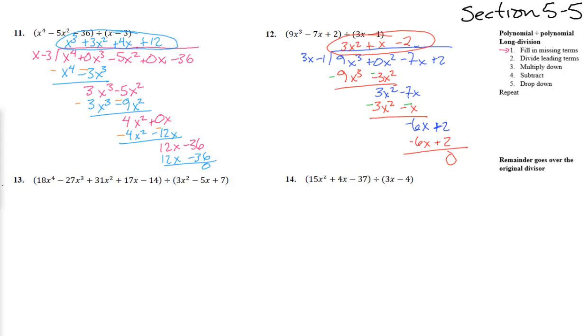Excellent. Ooh, look, number 13. Huge. Look at this problem. Wow. All right. This is 3x squared minus 5x plus 7 going into 18x to the fourth minus 27x cubed plus 31x squared plus 17x minus 14. Are there any missing terms? Nope, I think we got them all here. Wow. All right, let's do it.